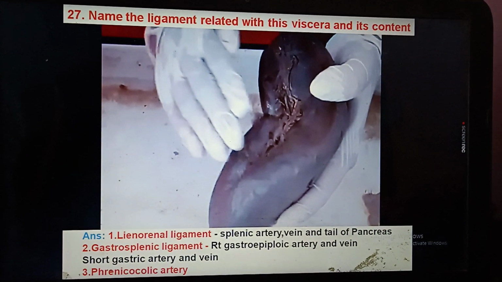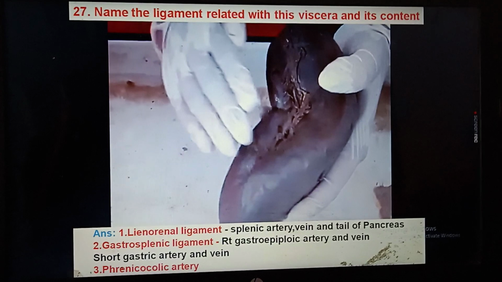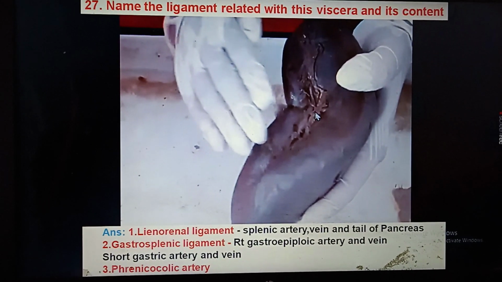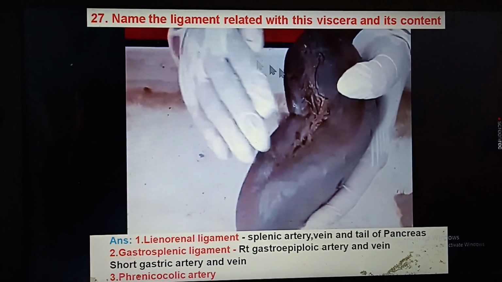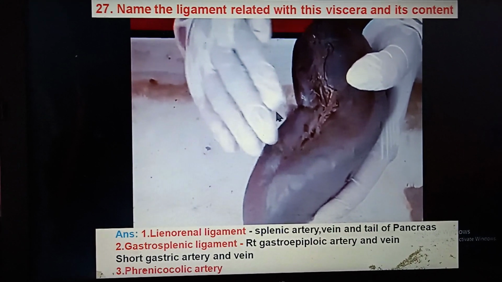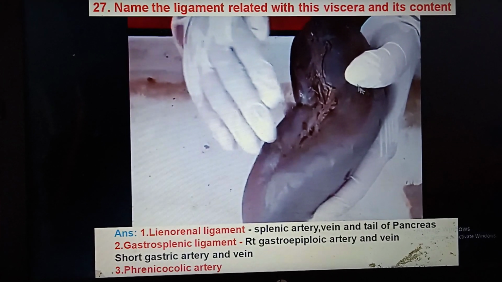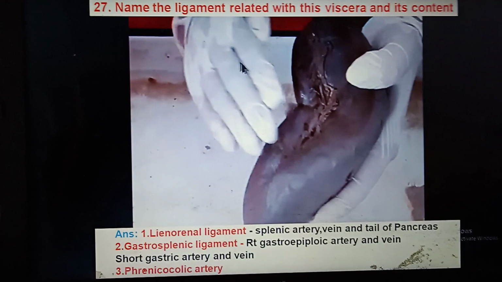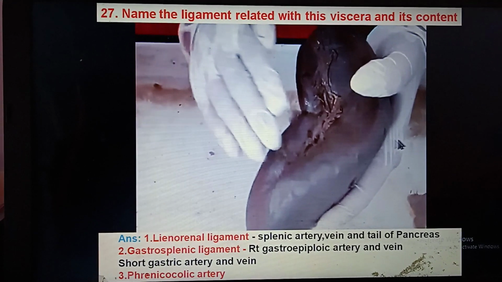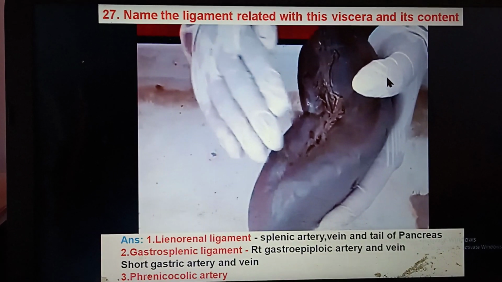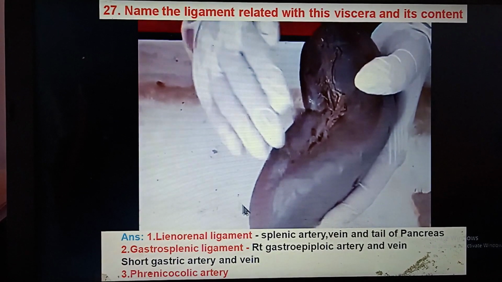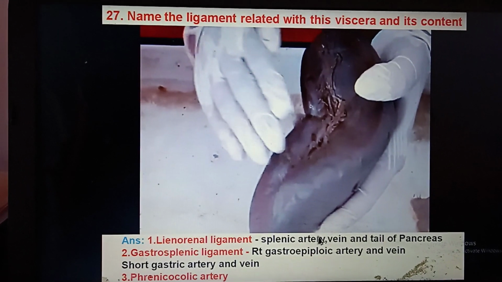Name the ligament related with this viscera and its content. This is a spleen, a little bit enlarged due to splenomegaly, and the ligaments related with that are the lienorenal posteriorly, attached with the kidney, and the gastrosplenic ligament anteriorly. Content of lienorenal is the splenic artery, vein and tail of pancreas. Content of gastrosplenic is the left gastroepiploic artery and vein and the short gastric arteries and veins. And also there is relation of the phrenicocolic ligament.